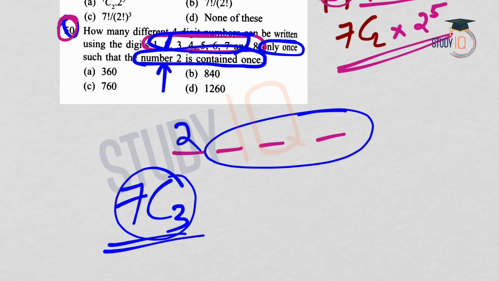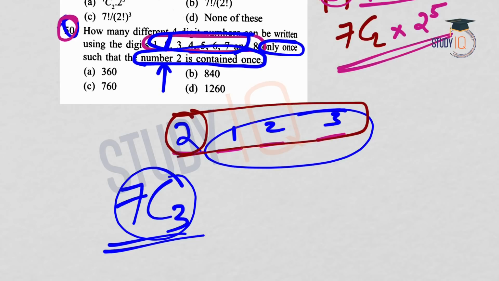After selecting those 3 digits, okay, so let's suppose you are selecting 1, 2, 3. Now this 1, 2, 3 can be further arranged like 2, 1, 3 and so on. But I am not saying 2 should come in the beginning. So I need to arrange these 4 together. I hope you understood. Okay, so first we selected this position, that is 2.